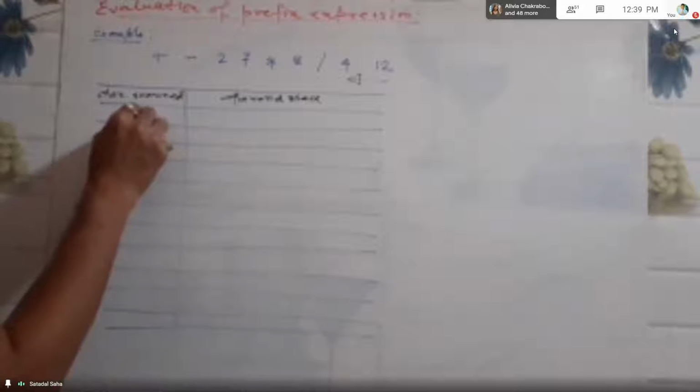Okay. So one by one I am following. If the character scanned is 12, put it into the operand stack. And then next is 4, put it into the operand stack. I am using a comma over here just to separate these two.